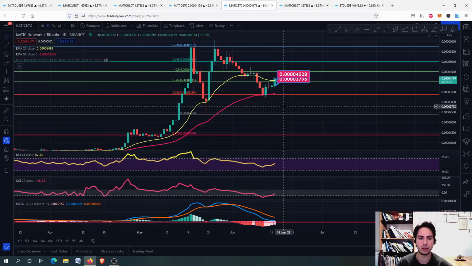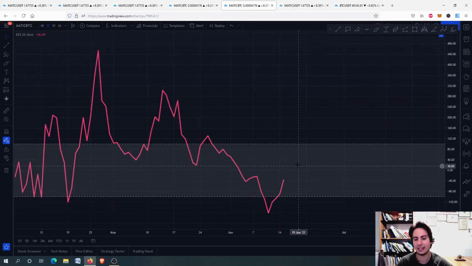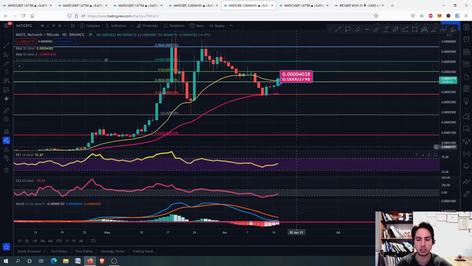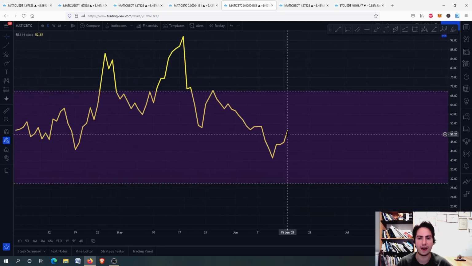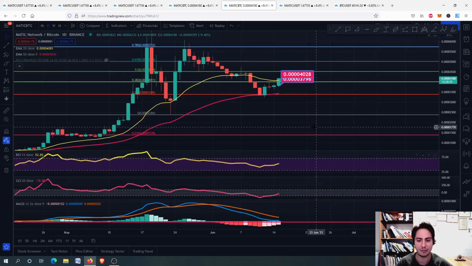Let's go to Polygon in the daily frame. You can see on the daily frame we are not standing in an overbought situation. Most likely we are near the minus 100 rather than near the 100, the top line of the commodity channel index. Same for the RSI as well, guys. We are in the middle of the RSI, at around 50, when the bottom line is the 30 and the top line is the 70, right?